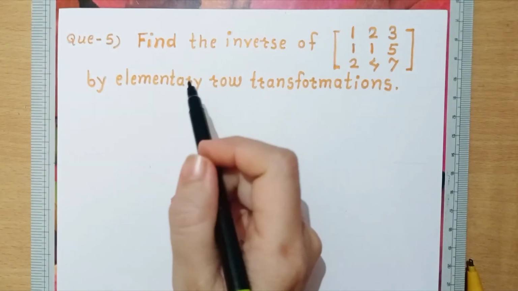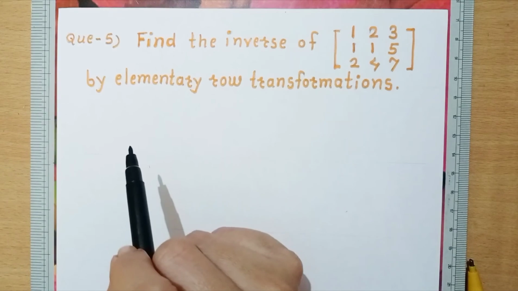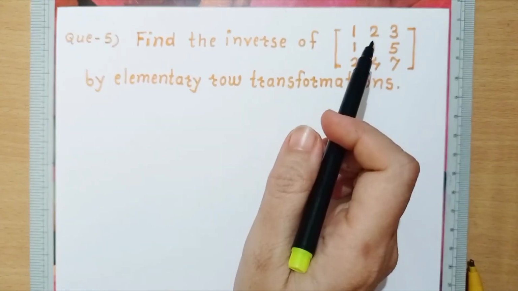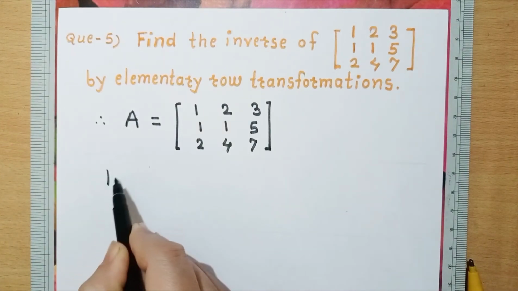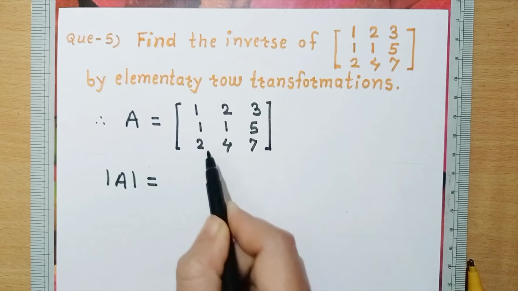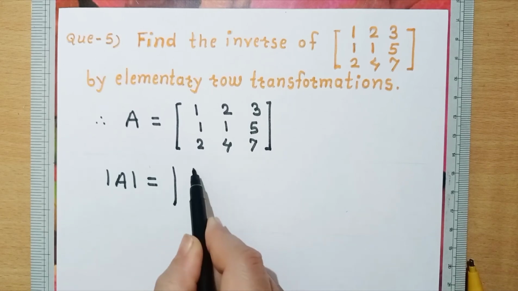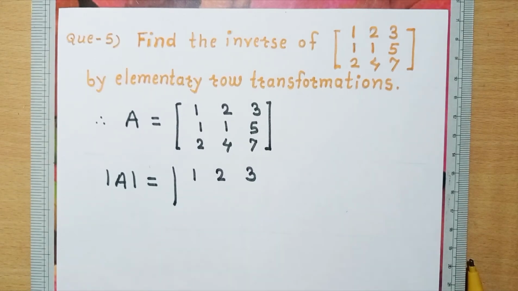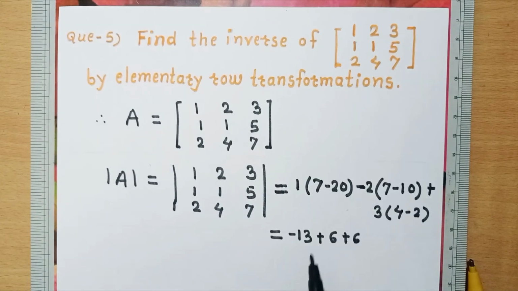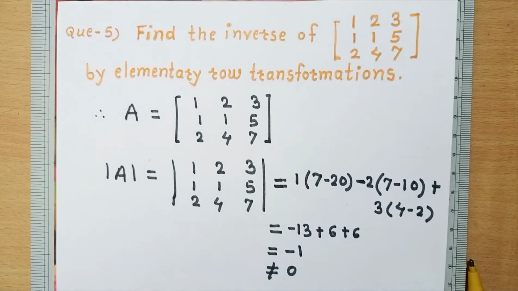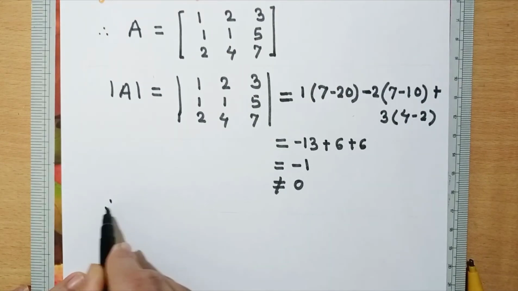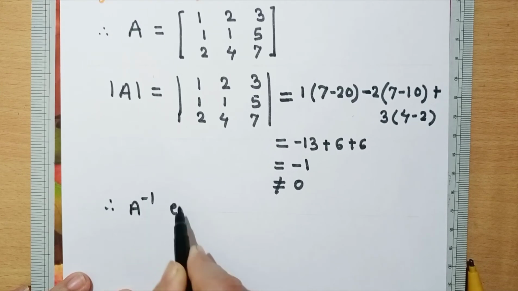This is our next question. Find the inverse of this matrix. So first we will assume this matrix as A. We will find determinant of A to check whether this matrix is non-singular or not. So find out value of this determinant, and so this is equal to minus 1, which is not equal to 0, and therefore A is non-singular matrix. Therefore A inverse exists.